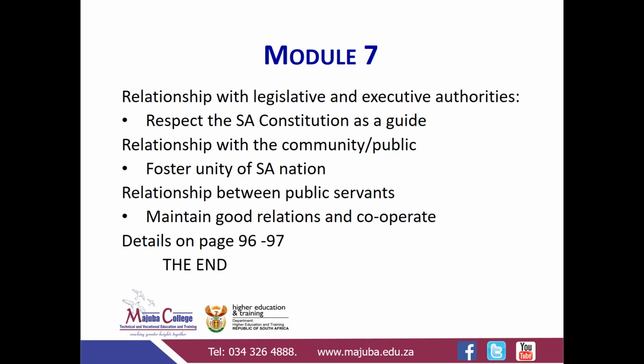Then the relationship between public servants themselves, public servants of the municipality. They must maintain good relations and cooperate with one another so that they'll be productive in all that they are doing. The details are on page 96 to page 97, which deal with the maintenance of good relations and cooperation by the municipal public servants. So after 96 and 97, you can continue reading on your own.